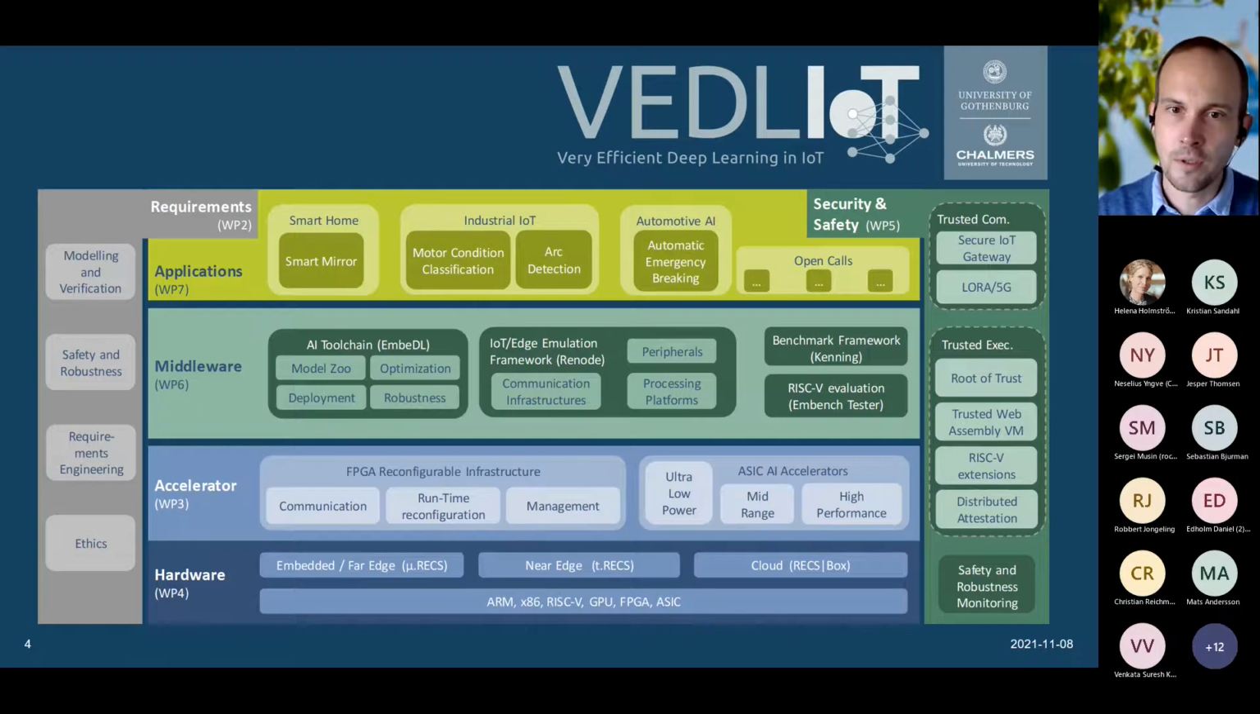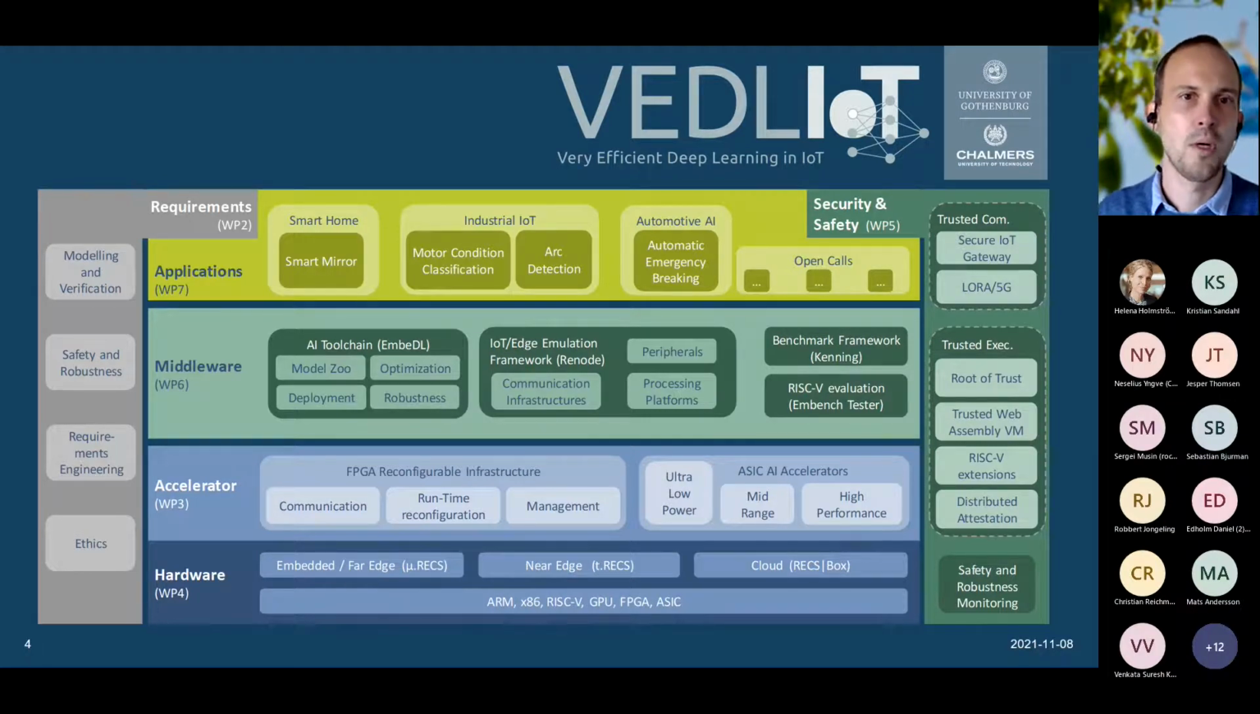And I'm not going to explain all the details of this very complicated graph here now, but what is important to know is that we have three applications or use cases in which we want to try our distributed deep learning. One is a smart home use case, one is an industrial IoT use case, and there especially fault detection on motors and on power grid.